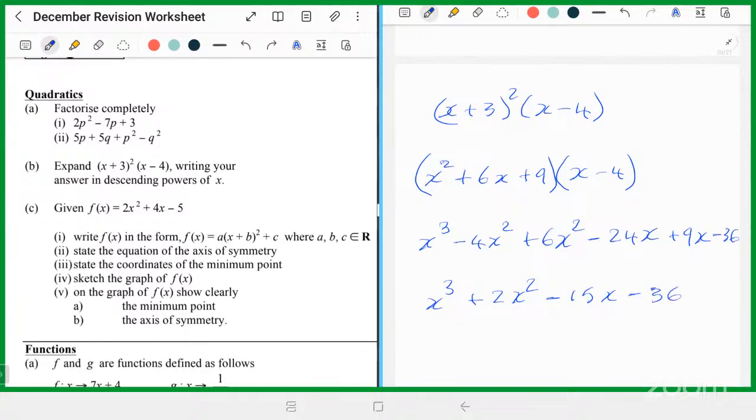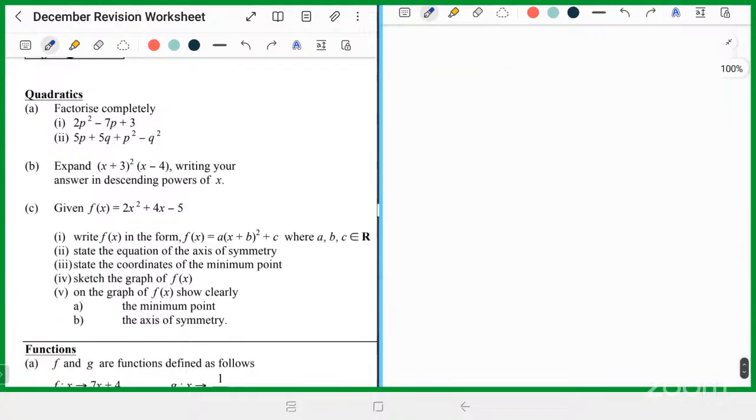That's the expanded form of that expression. That's the answer right there, in descending power. So notice the powers are descending: cubed, then squared, then x to the 1, and so on. Alright? So this one, if you didn't get it, you can go and work it over. Then we'll come to part C, which is our quadratic function.